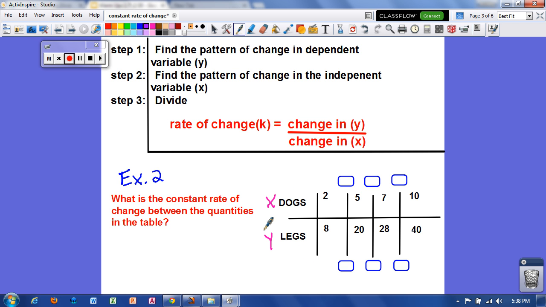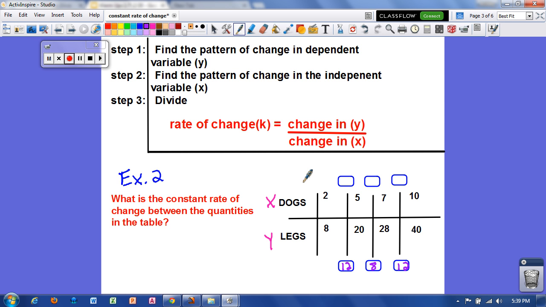All right, so now that we know that, let's find the change in Y. So let's look at Y. If we are going from 8 to 20, we have gone up 12. If we are going from 20 to 28, we're going up 8. And if we go from 28 to 40, we're going up 12. Now, if you notice in the last problem, we got the exact same numbers in all the boxes. Now we do not have the same numbers. And I'm going to show you what we're going to do with that in a moment.